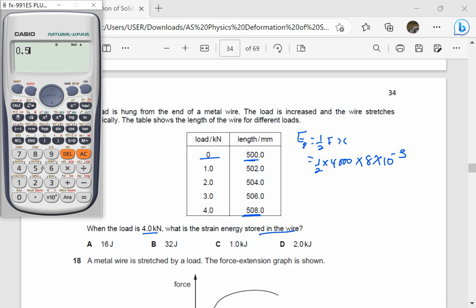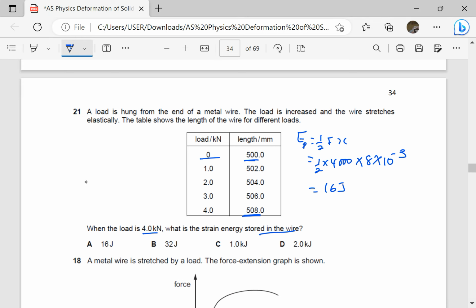So 0.5 times 4,000 times 8 times 10 to the power negative 3. That gives us 16. So this is 16 joules. So the answer is going to be A.